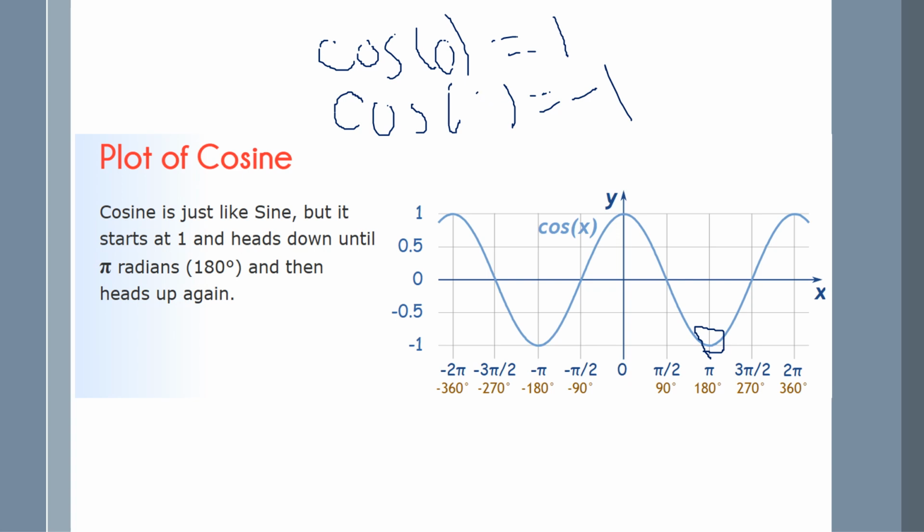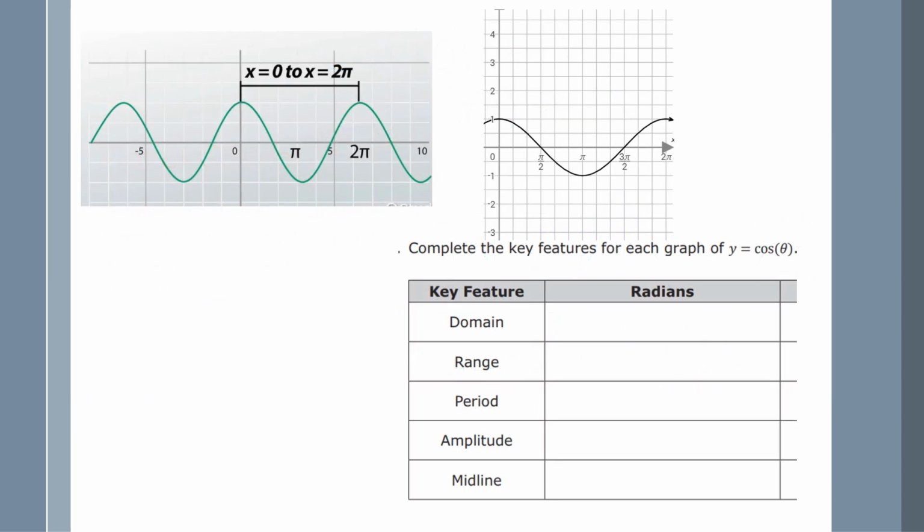And again, this is just using knowledge of the unit circle. I'll clean it up because I know some of you are like, Mr. Howard, that is bad handwriting. There you are. Alright, so here's the graph of cosine.